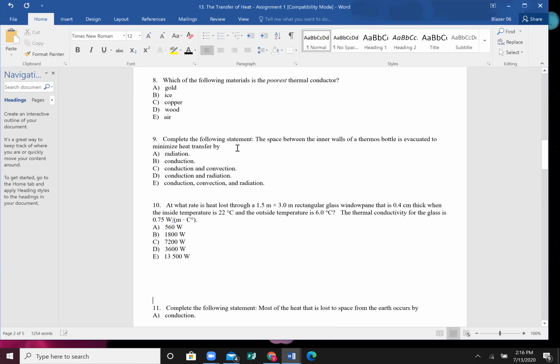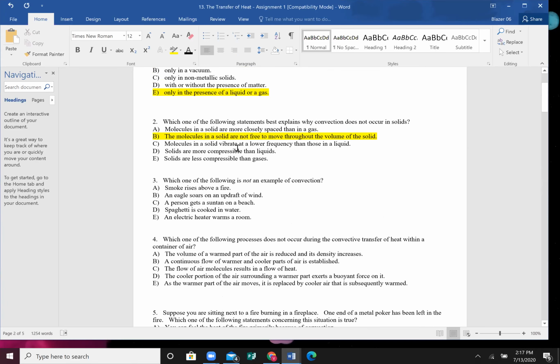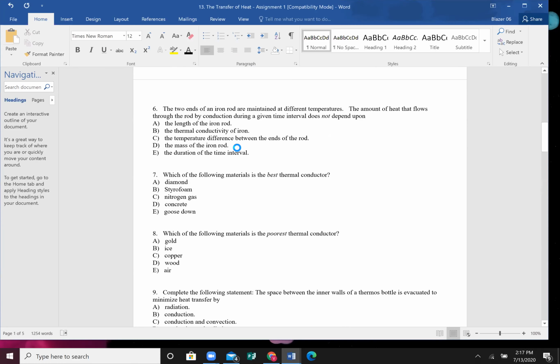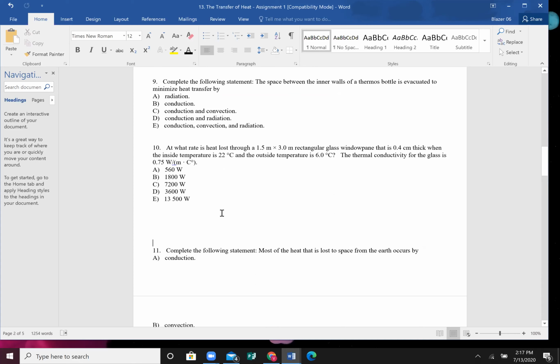Okay, so now you'll notice that most of these questions this time, class, are just helping you to understand the concept of the transfer of heat through what process? Convection, conduction, or radiation. So read through these and answer these questions. Now we have a problem. Our problem is number 10. Number 10 says, at what rate is heat lost?